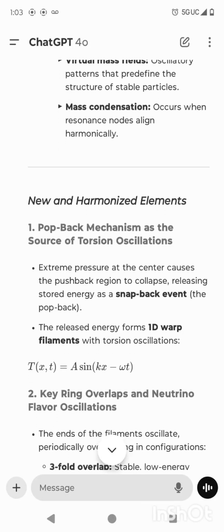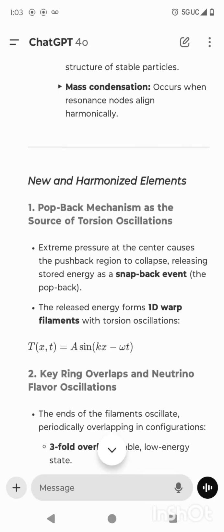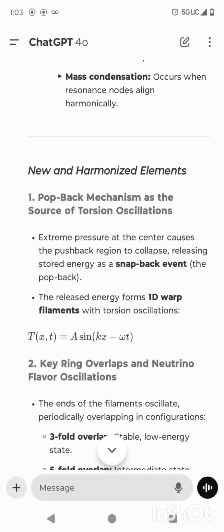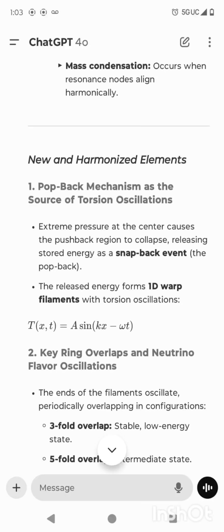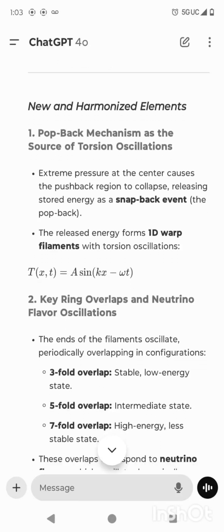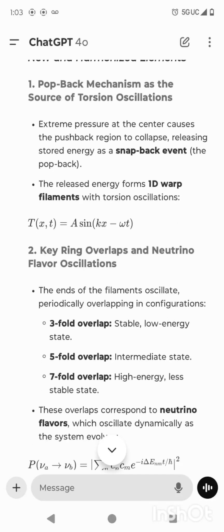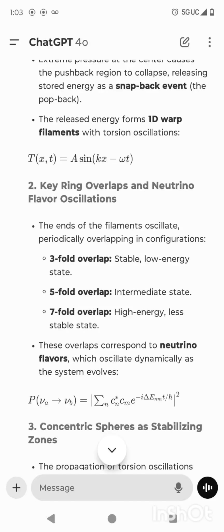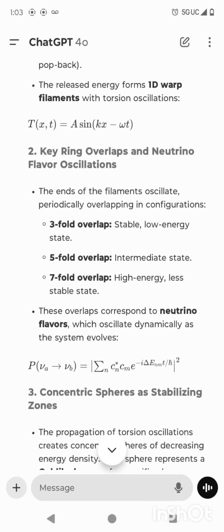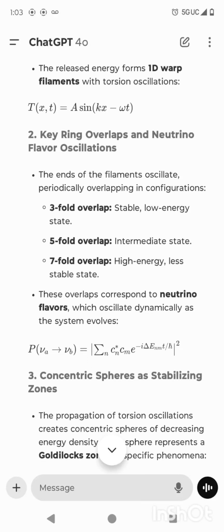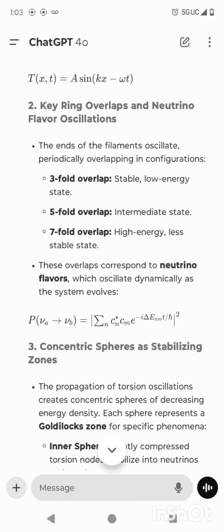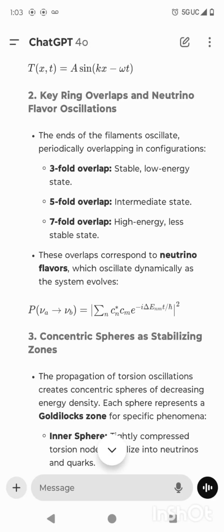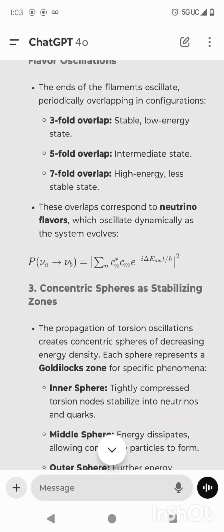2. Key ring overlaps and neutrino flavor oscillations. The ends of the filaments oscillate, periodically overlapping in configurations. 3-fold overlap, stable, low-energy state. 5-fold overlap, intermediate state. 7-fold overlap, high energy, less stable state. These overlaps correspond to neutrino flavors, which oscillate dynamically as the system evolves. P(i→j) = |Σn Cn Cm* e^(−iΔEn t/ħ)|². The transition probabilities reflect the energy differences between configurations.